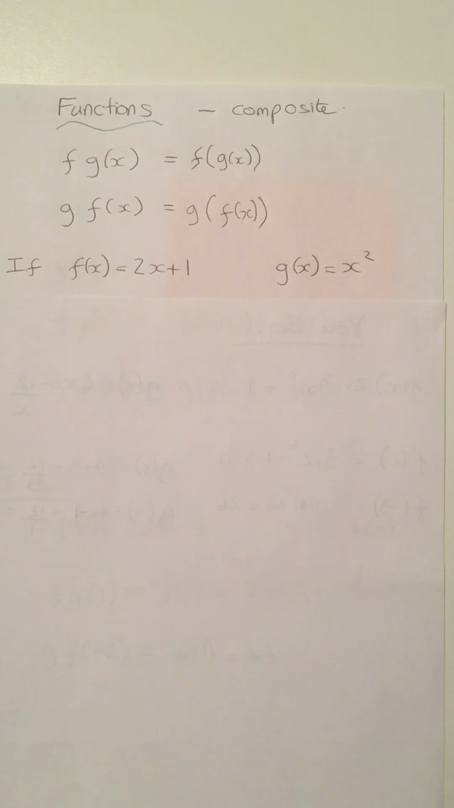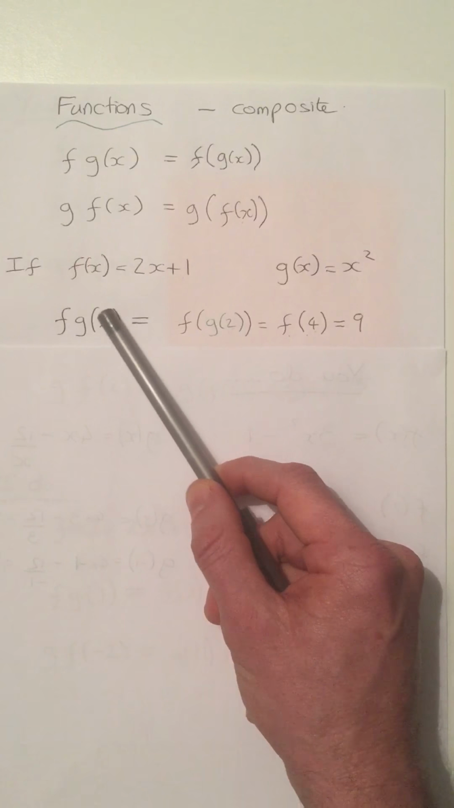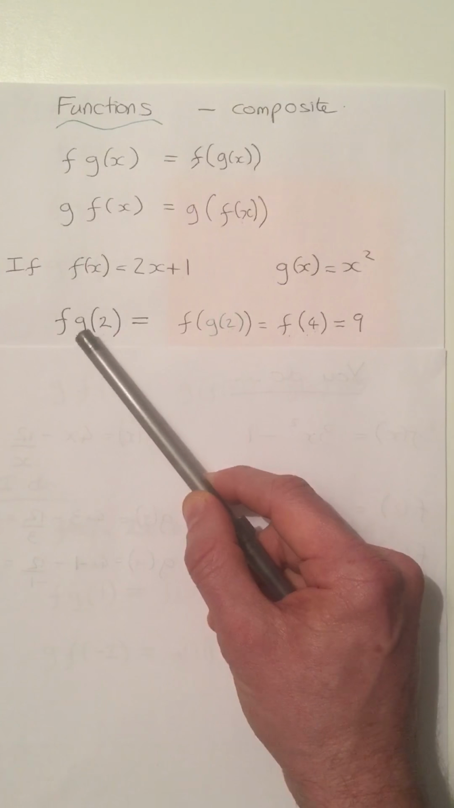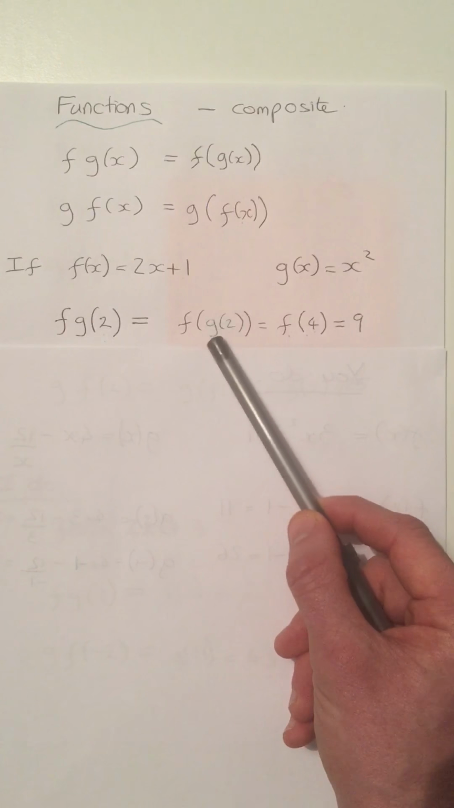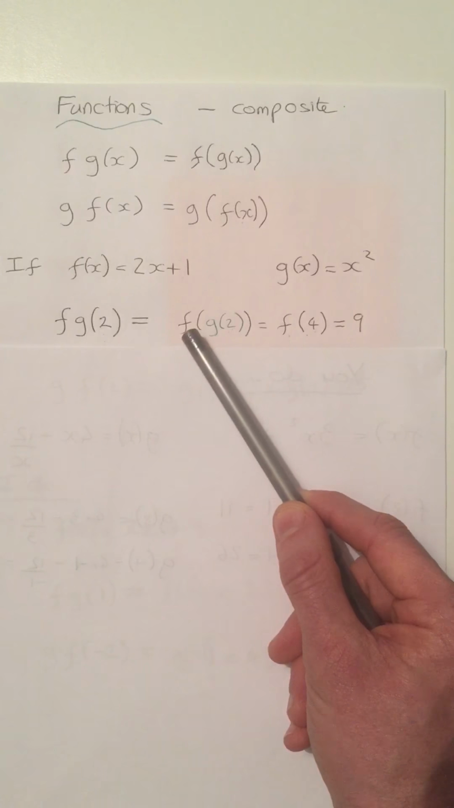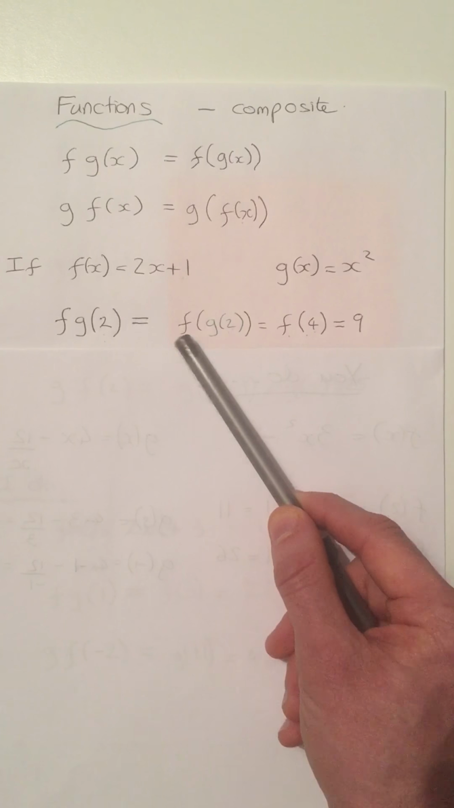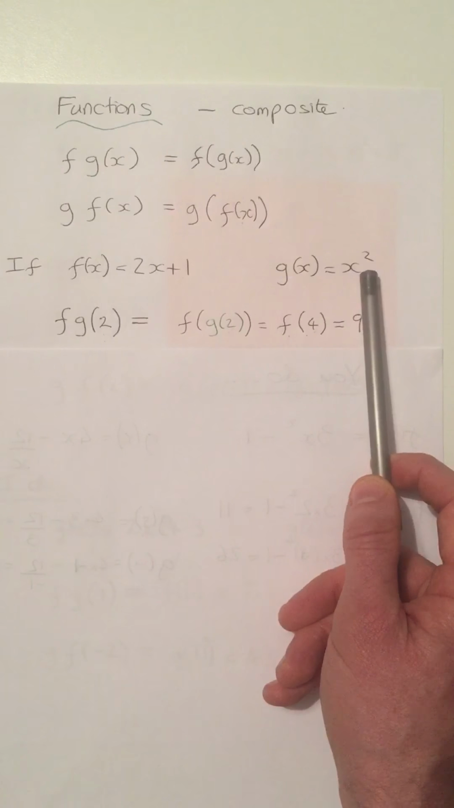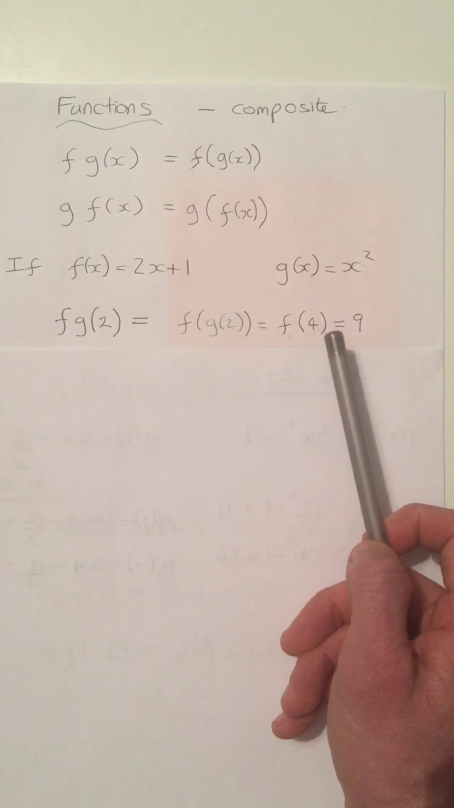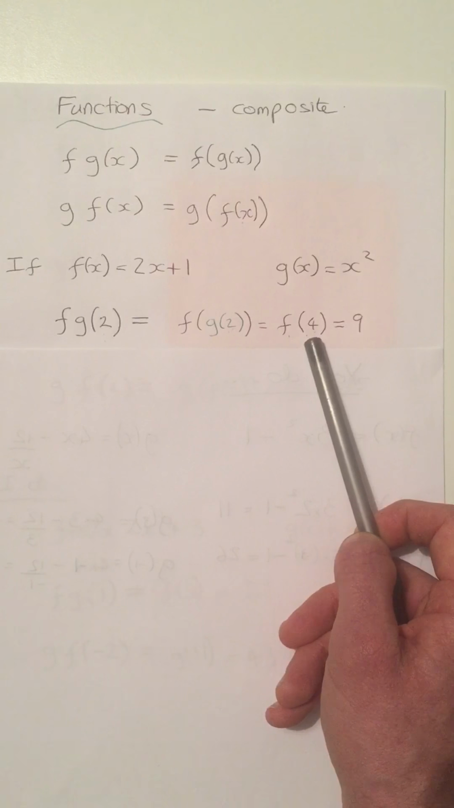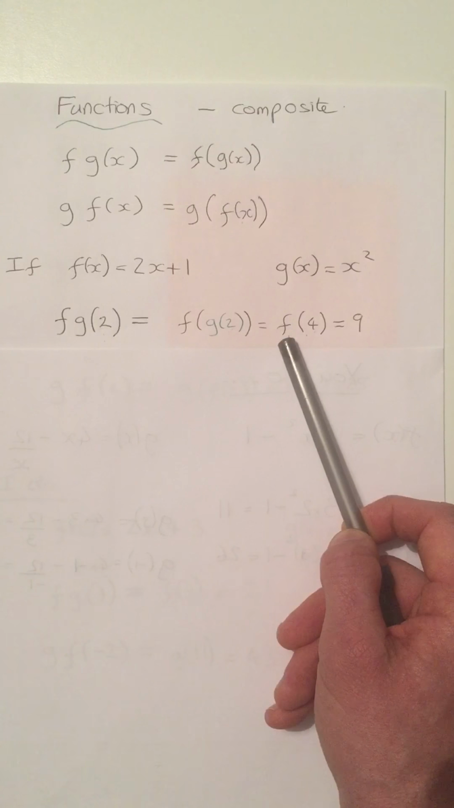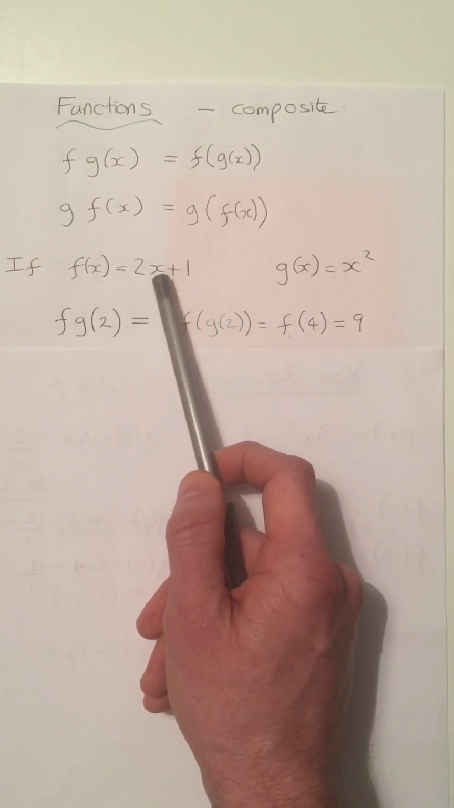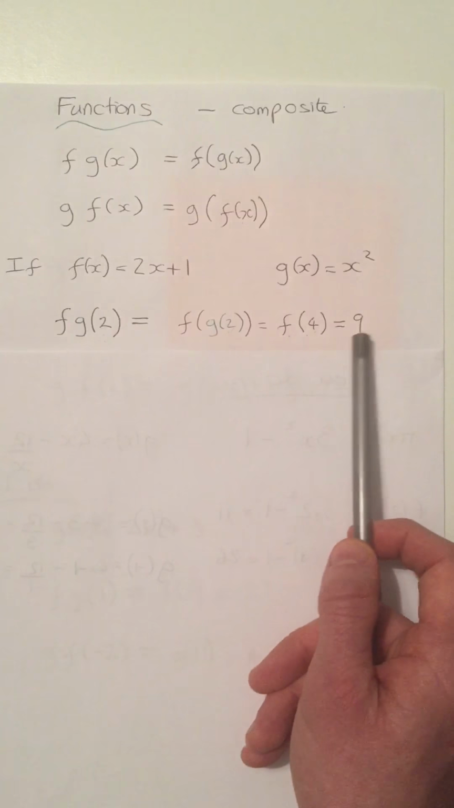So here are my two functions, f of x and g of x, and I want to work out fg of 2. So that's telling me to substitute 2 into the g function first, g of 2, get my answer, and then substitute that into the f function. So when I substitute 2 into the g function, 2 squared is 4. So g of 2 is 4. I'm now going to substitute 4 into the f function. So put 4 into here, 2 times 4 plus 1 is 9.